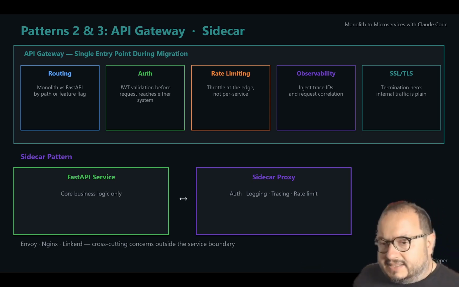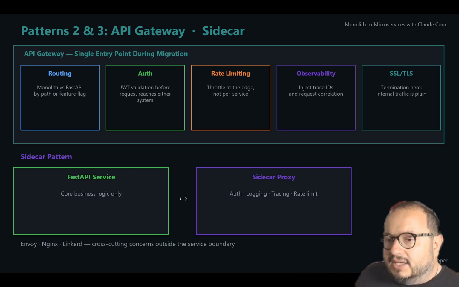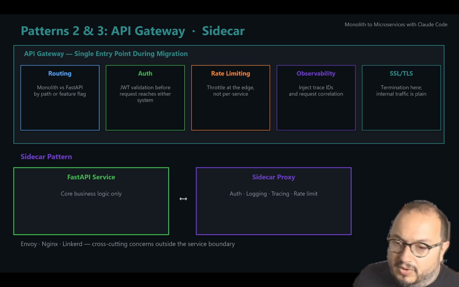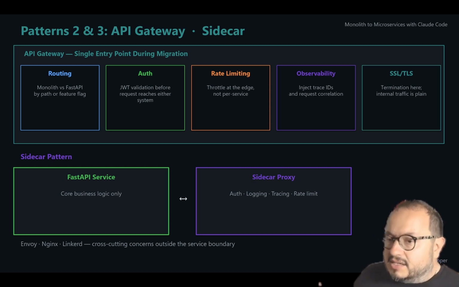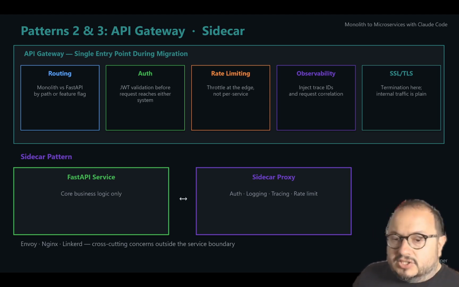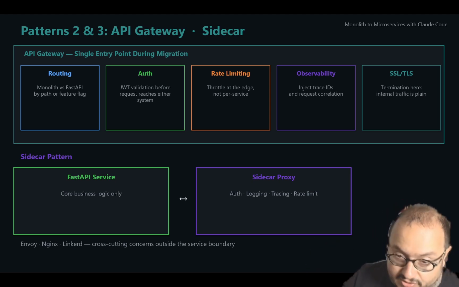In Kubernetes, this is a second container in the same pod. In Docker Compose, it's a companion container on the same network. Envoy, Nginx, and Linkerd are common sidecar implementations. Claude Code generates the sidecar container definition and the middleware configuration. The cross-cutting logic stays outside the service boundary.